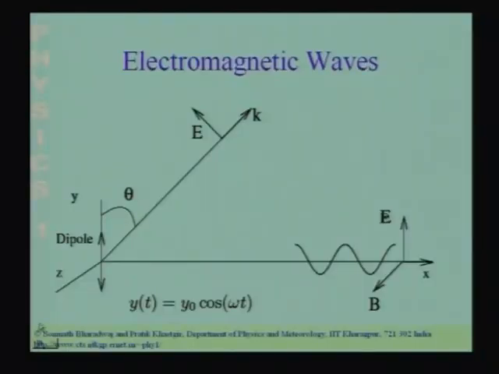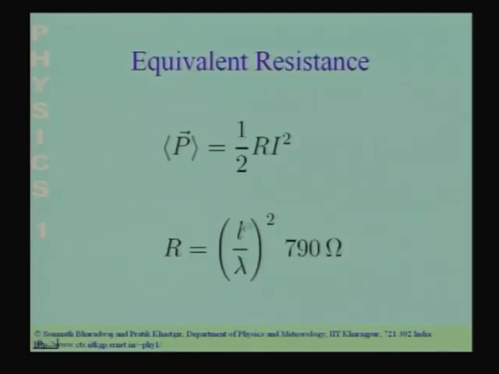The situation that we have been discussing until now is that we have a dipole aligned along the y axis and we are feeding in a sinusoidal voltage, so that the charges move up and down the y axis as y(t) equals y naught cos omega t. And this produces a sinusoidal plane wave far away. Along the x axis, you will see the electric field oscillating up and down along the y axis. So, the electric field here oscillates in the same direction as the dipole, and the magnetic field also oscillates in the same phase as the electric field, but it is perpendicular to the direction of propagation of the wave and the direction of the electric field. Here I have the expression for the equivalent resistance.